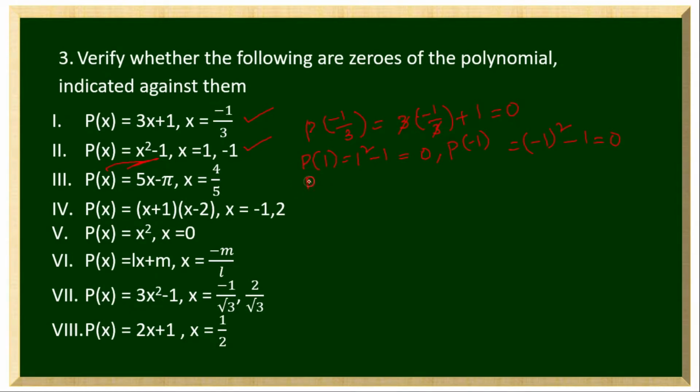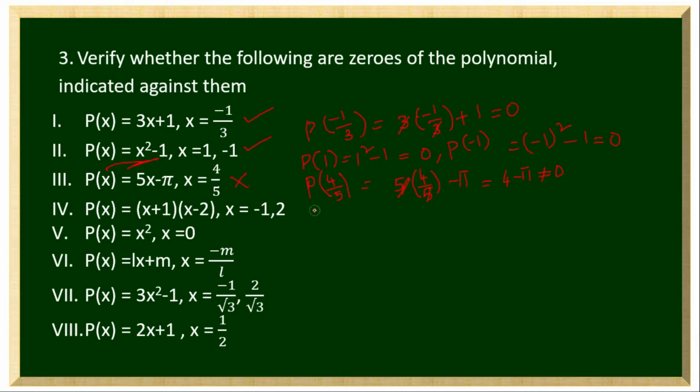Here for the third question, he has given x equal to 4 by 5. So p of 4 by 5 equal to 5 into 4 by 5 minus 5. So what we can say here, we can cancel 5 and 5. 4 minus 5 is not 0. So it is not equal to 0. So we can say 4 by 5 is not a zero of this polynomial. Right?